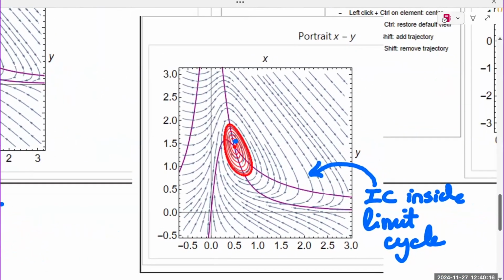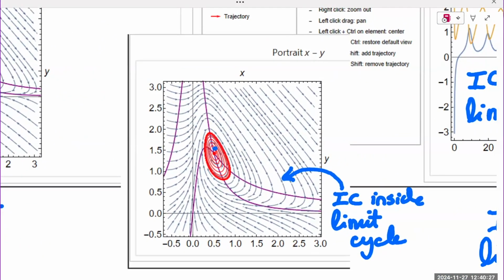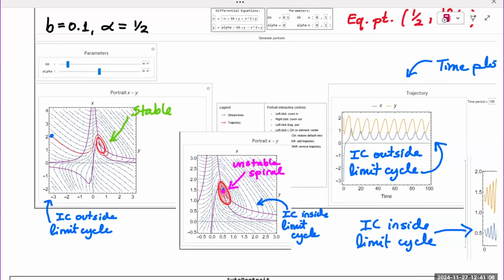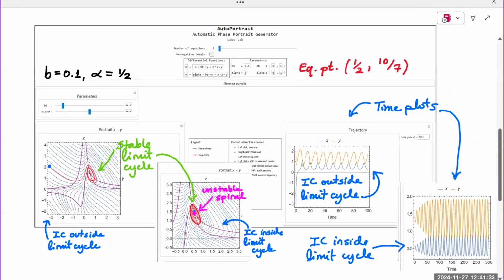I did this so that we could see very clearly how our equilibrium point has lost its stability. When you start very close to the equilibrium point, which is the red dot there in the center, your solution trajectory is going to spiral away from it. So we clearly have an unstable spiral. But we also clearly see a stable limit cycle because all trajectories in both of these phase portraits are attracted to that limit cycle. So our analysis that we did with the Jacobian is in fact confirmed numerically, and we see that equilibrium point (1/2, 10/7) is an unstable spiral.